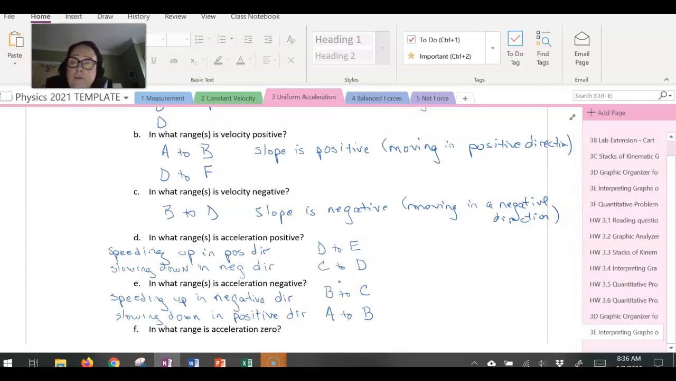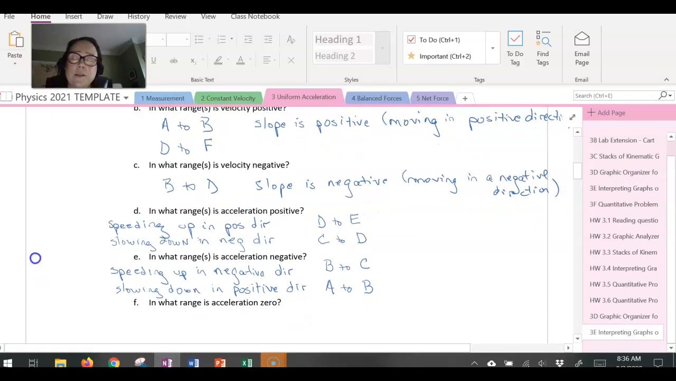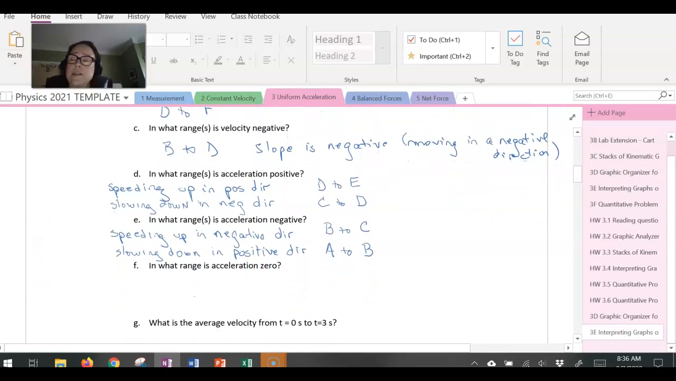Now E to F, that doesn't fit any one of these categories. Let's deal with that in a minute. In what range is acceleration 0? Well, now that might be E to F, right, because in that section of the graph, it's linear. And that means that velocity is constant. And if the velocity is constant, there is no change in velocity, so there's no acceleration.